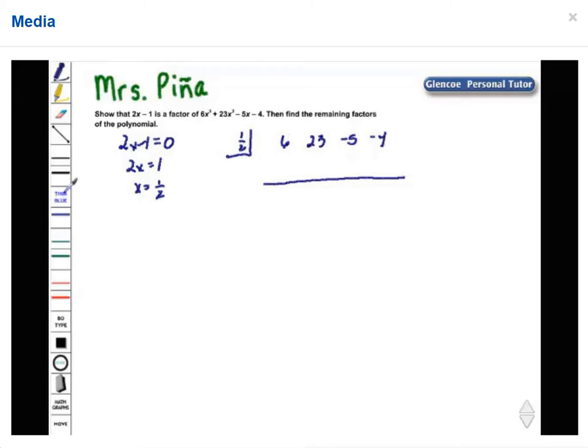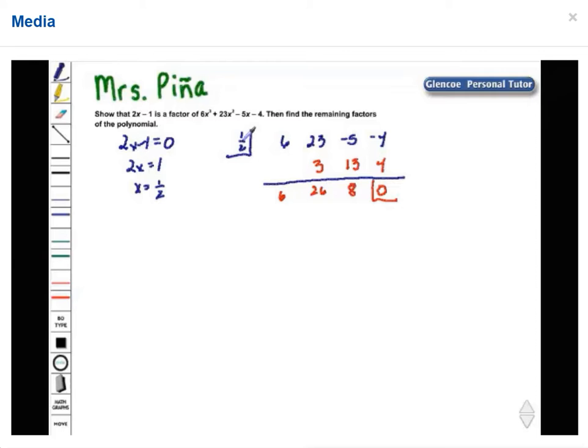So first step, bring down the 6. 1/2 times 6 is 3. Add 23 and 3 and you get 26. 1/2 times 26 is 13. Add and you get 8. 1/2 of 8 is 4. Add and you get 0. This is a beautiful thing. My remainder is 0. When I get that 0, that means 2x minus 1 is a factor.